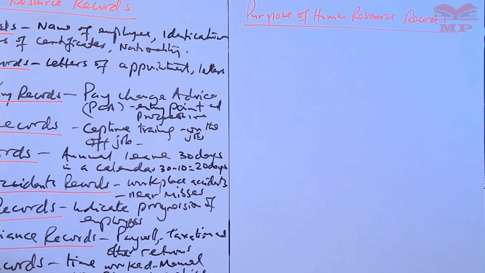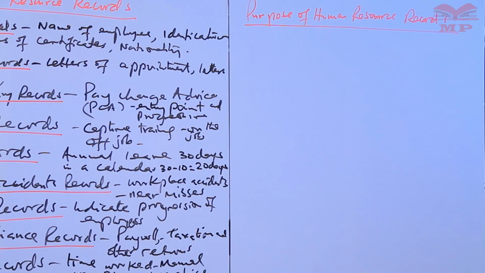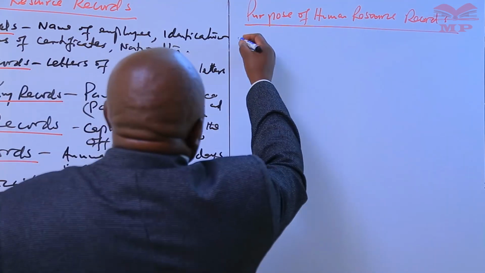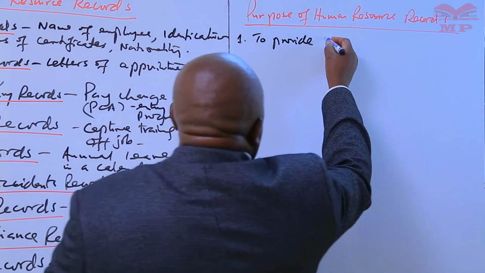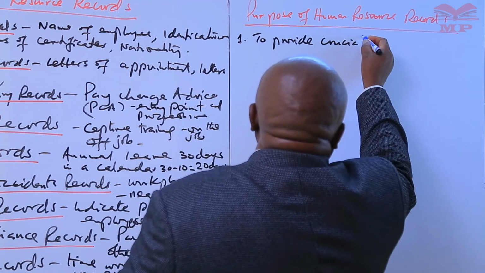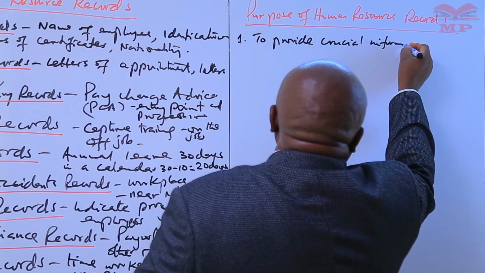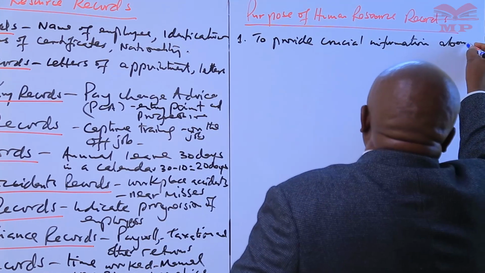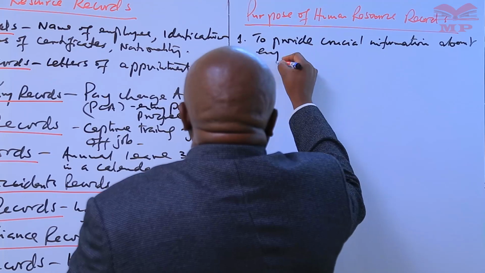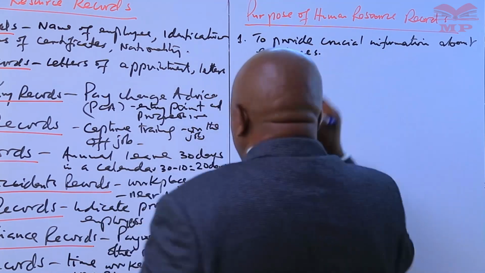So one of them, like we have just indicated, you may have personal records. Okay, so these personal records, one, to provide crucial information about employees. Crucial information about employees.